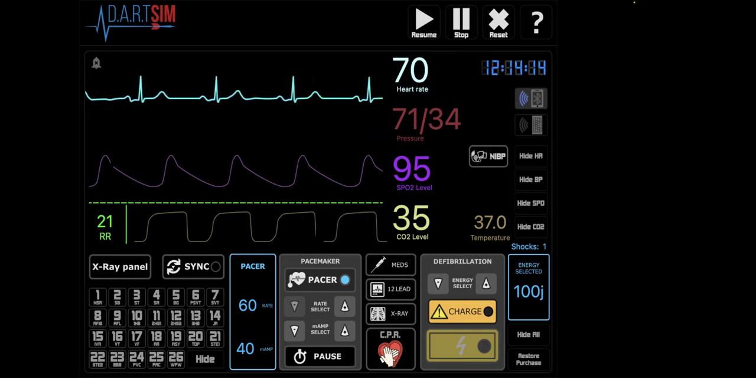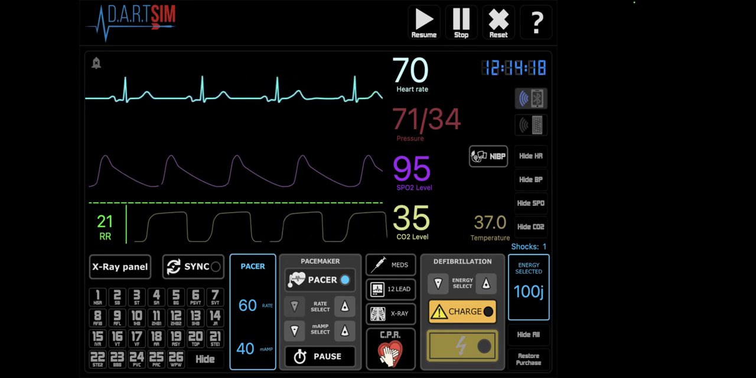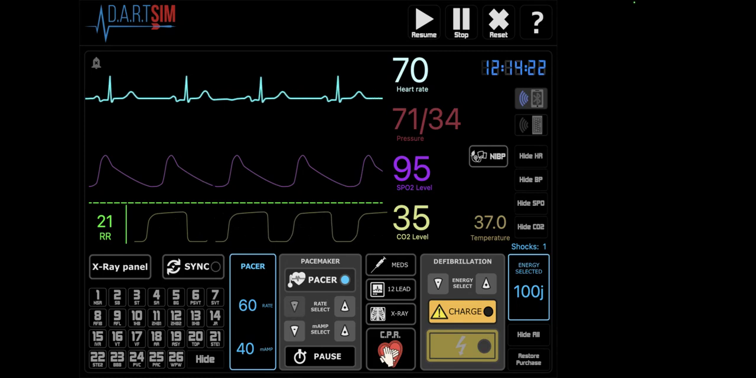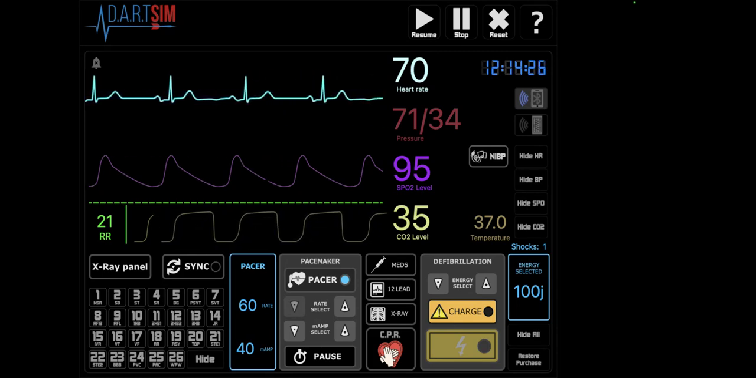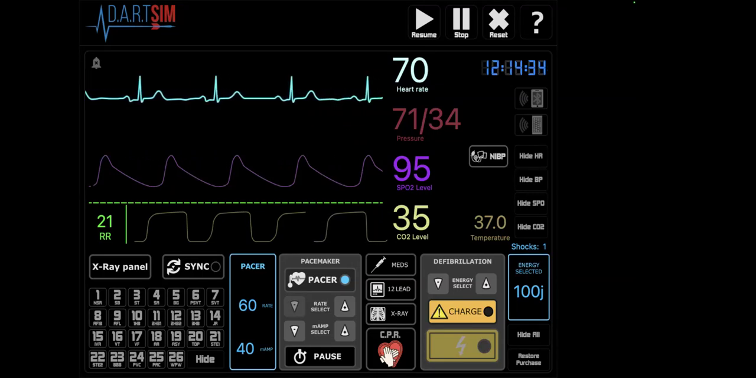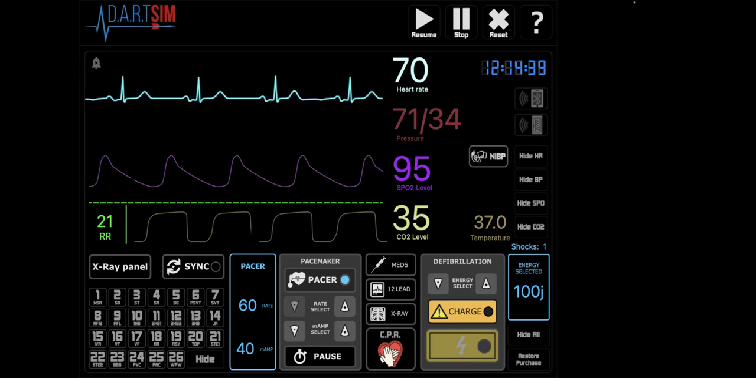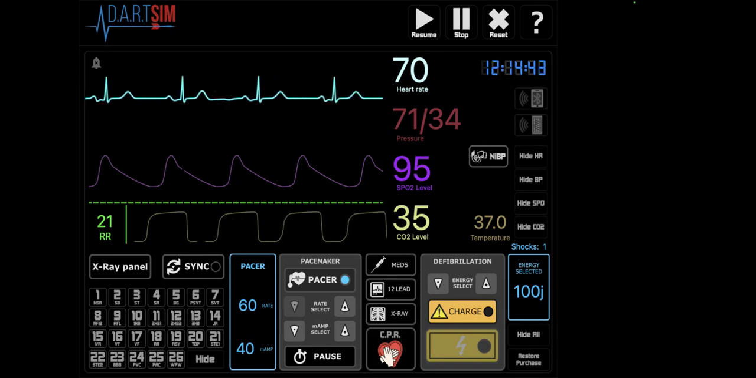If this patient remained to have a low blood pressure, then we may have to look at supporting his blood pressure with either fluid volume, or we may have to add a vasopressor. And the most common one that you would see in this patient population is norepinephrine or Levophed.